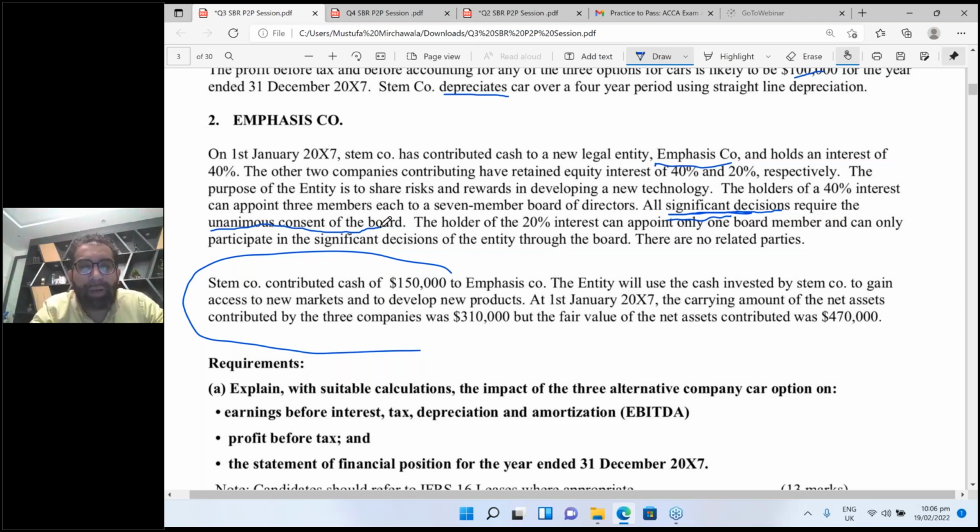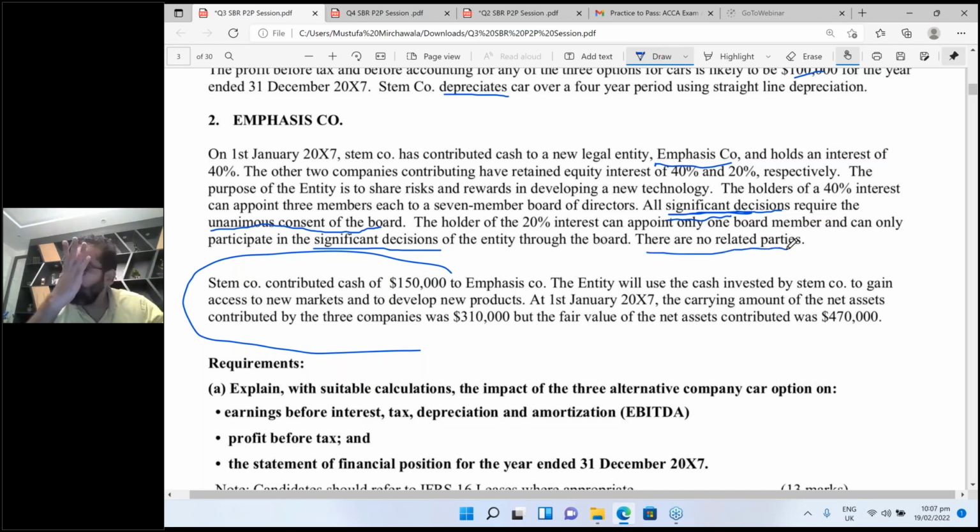The holder of the 20% interest can appoint only one board member and can only participate in significant decisions. Yes, the real decisions are significant decisions. Immaterial and insignificant decisions, nobody cares about them. Leave it. Real decisions, real power, are the significant decisions of the entity through the board. There are no related parties.